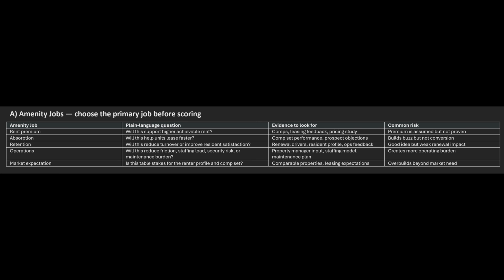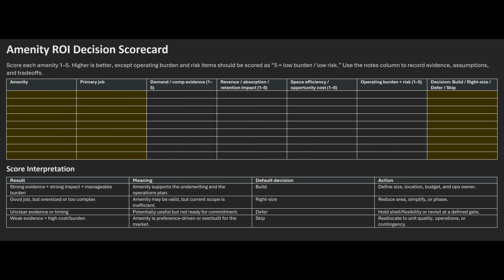Fourth is operations. Will this reduce friction, staffing load, security risk, or a maintenance burden? And fifth is the market expectation. Is this table stakes for this renter profile and comp set? The discipline is to pick the primary job. If one amenity claims to do everything, the team usually has not made the decision clearly enough.